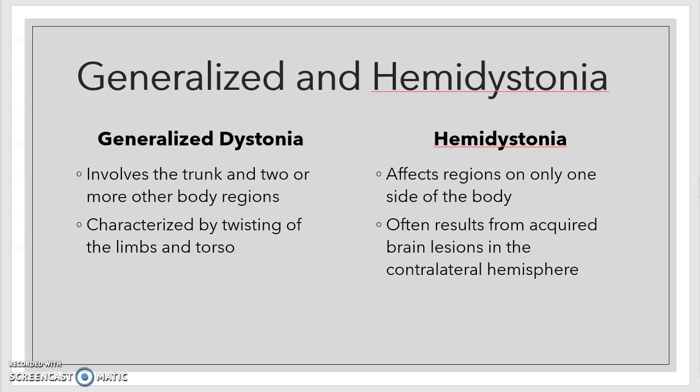Generalized dystonia involves the trunk and 2 or more other body regions and is characterized by twisting of the limbs and torso. Hemidystonia affects regions on only one side of the body, often results from acquired brain lesions in the contralateral hemisphere.